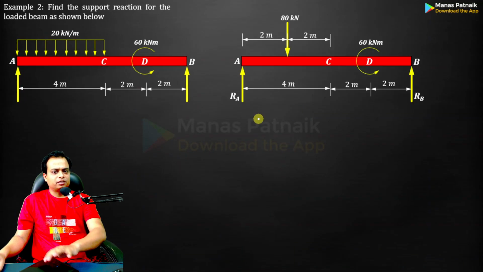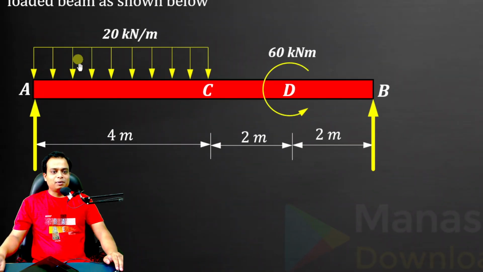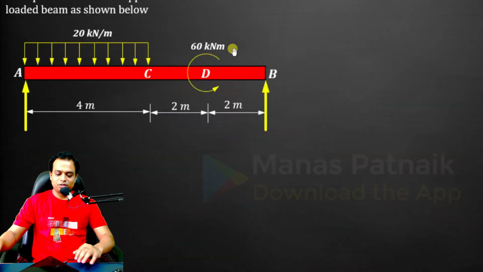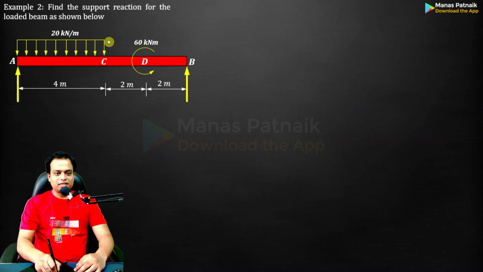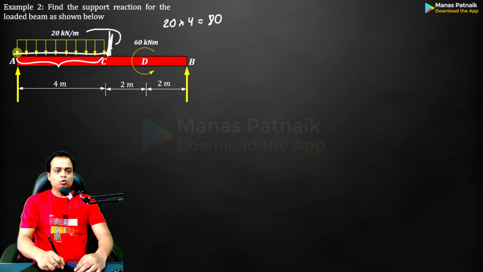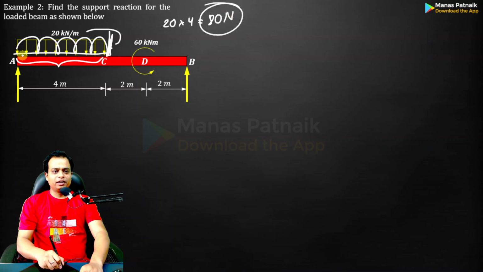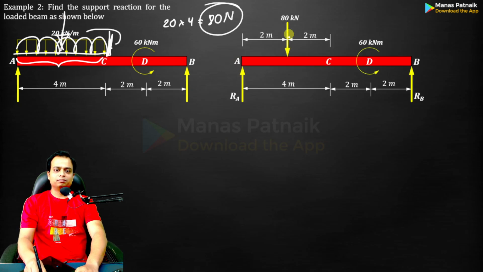Let me make this beam once again. And what I'll do is I'll simply replace this UDL. What is this height? This height is 20. What is this length? This length is 4. So 20 multiplied by 4 will give you 80. So you can replace this UDL by a single point load of 80 newtons, where exactly between A and C.